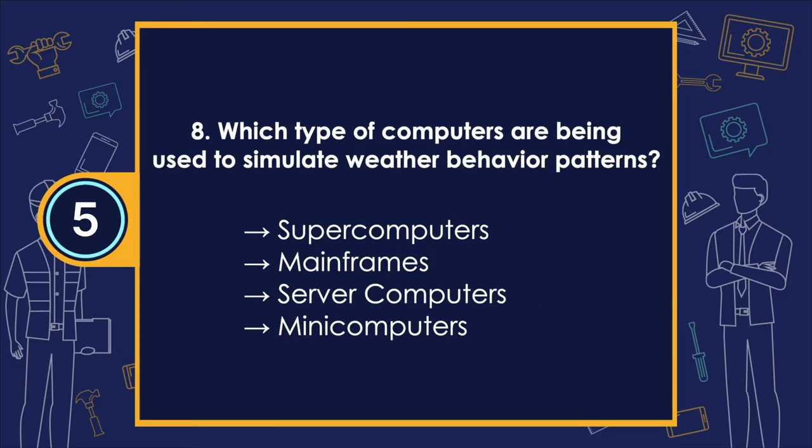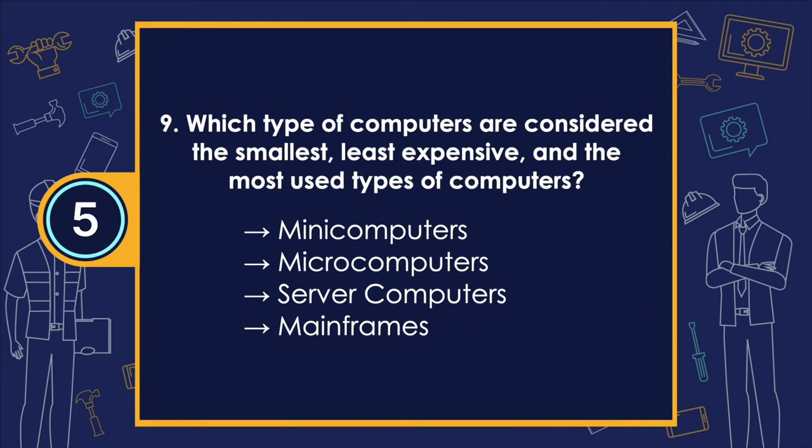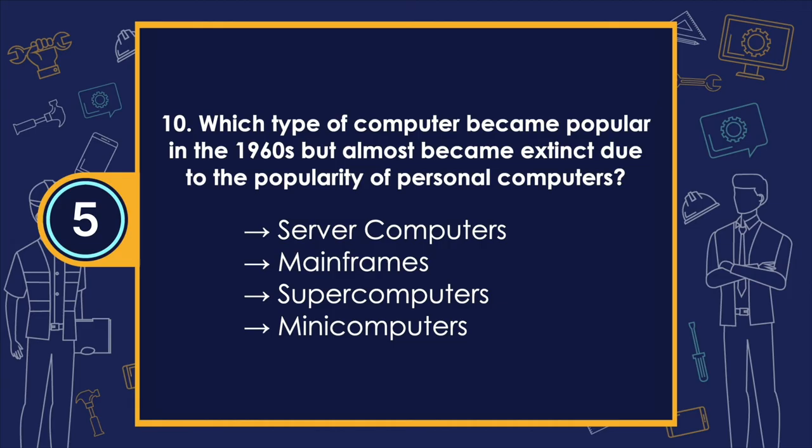Number 8. Which type of computers are being used to simulate weather behavior patterns? The answer is supercomputers. Number 9. Which type of computers are considered the smallest, least expensive, and the most used types of computers? The answer is microcomputers. And for our last number, number 10, which type of computers became popular in the 1960s but almost became extinct due to the popularity of personal computers? The answer is minicomputers.